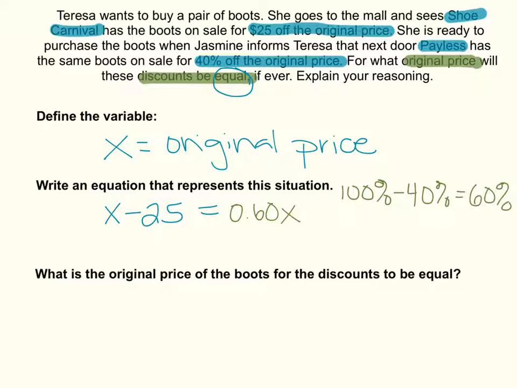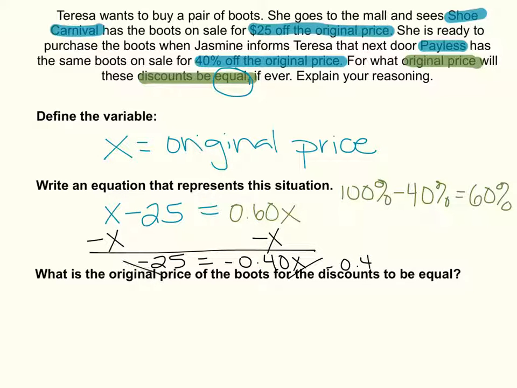All right, so we are going to start solving here. It's like a two-step equation. We need to get all of our variables on the same side, so I'm going to go ahead and subtract x here on both sides. All right, I'm going to be left with negative 25 equals negative 0.40x. Then I'm going to divide both sides by negative 0.4. And both the negatives are going to cancel here. And 25 divided by 0.4 is going to give me x is equal to 62.50.